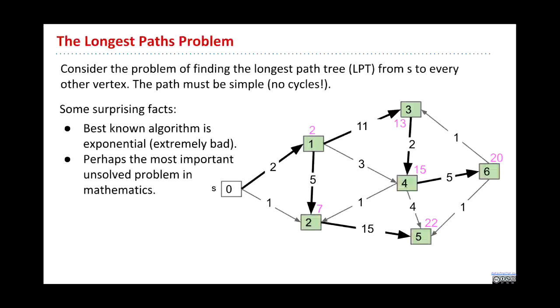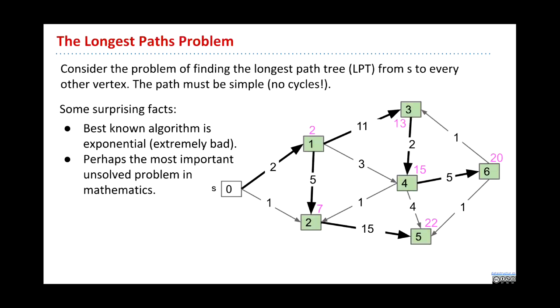For example, on this graph, the longest paths tree is as shown. I'm going to tell you two facts that might surprise you. One, there is no good algorithm to do this. Nobody knows of one. The best known algorithm is exponential time, which is very bad. That means if you have a graph of 40 vertices, you can't find the longest paths tree unless it has special properties. If you generate a random graph of 40 vertices, you're never going to find it, unless you spend, say, 100 vertices. Not going to happen.